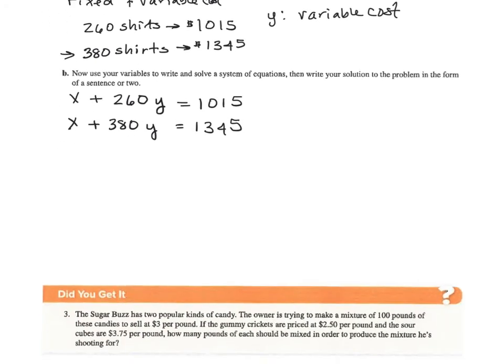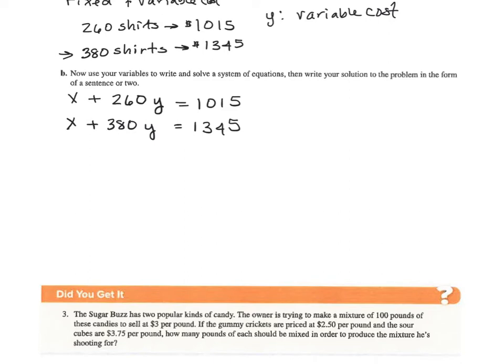Well, here's what I plan to do. I'm going to go ahead and solve this first equation for x. So I'm going to subtract the 260y from both sides. So x equals 1,015 minus 260y. So now in this equation down here, wherever there's an x, I'm going to substitute 1,015 minus 260y. So I will do that right now. And then plus that 380y equals 1,345.